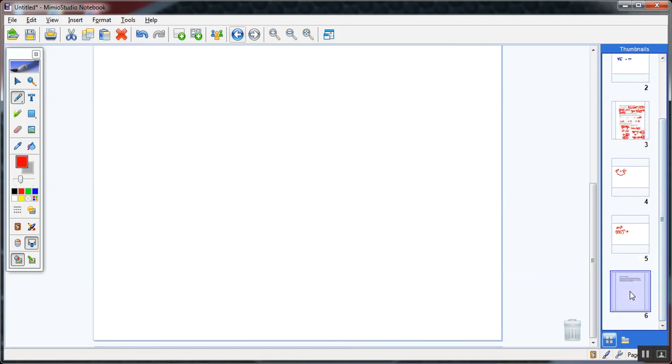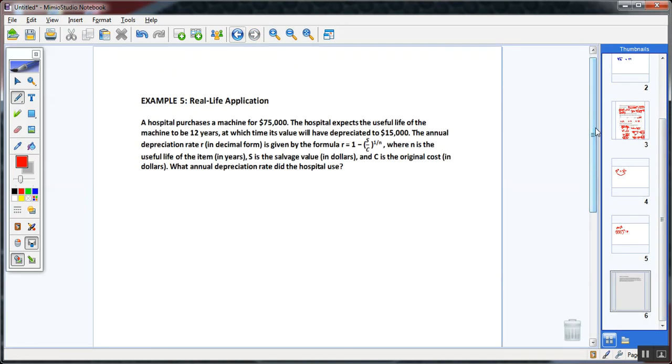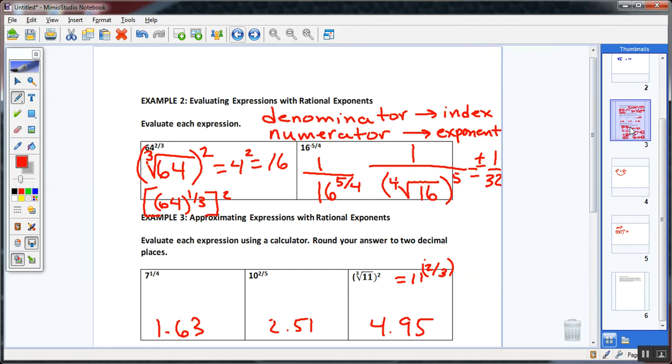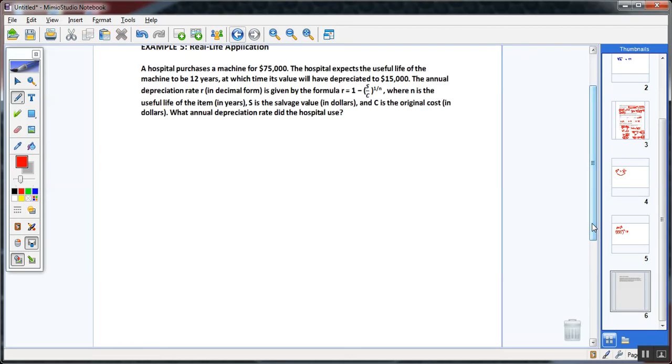Okay, last example. I should back up. Did anybody need more time with that page right there? Anybody? All right, I need a volunteer to read this last example for me. We'll get this done and we'll call it good today. You want to read that for me, a real life application? Mr. Parson will read it.